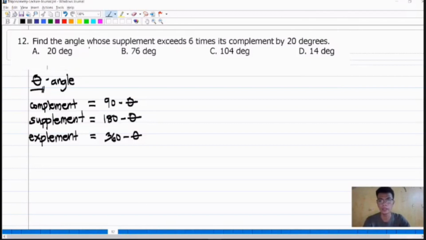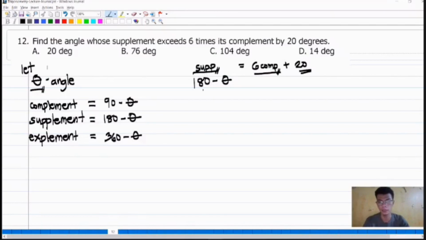So, tingnan natin ito. Find the angle whose supplement... So, ano ba ang supplement ng angle? So, if nilet natin na yung theta is the angle, the supplement of that angle is yung 180 minus theta. Yung supplement na to is equal to... find the angle whose supplement exceeds yung 6 times daw ng complement by 20. So, find the angle whose supplement exceeds, lumagpas ng 20 degrees sa 6 times ng complement.